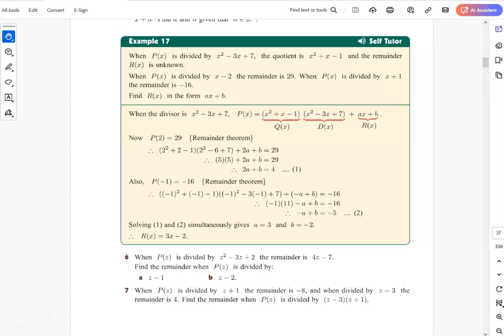Well, this is now going to go up a little bit. Instead of dividing by a linear factor, what happens if you're dividing by a quadratic? If you're dividing by a quadratic, your remainder could then be linear. Obviously, if I was dividing by a cubic, my remainder could be quadratic. So when you get to these ones, you have to have your remainder ax plus b, and again you're going to end up with possibly a simultaneous situation.